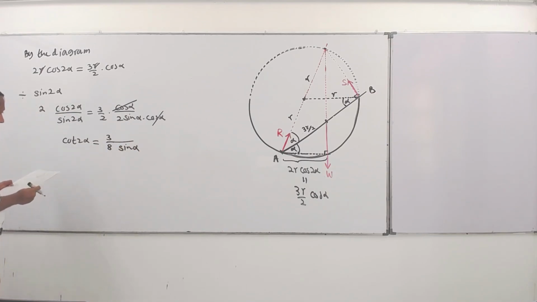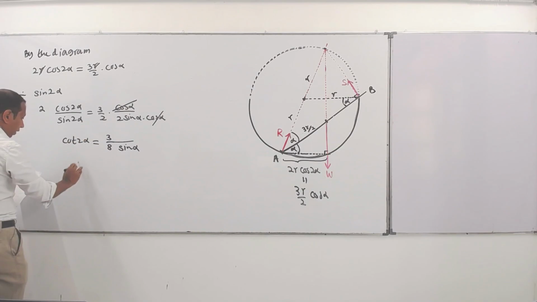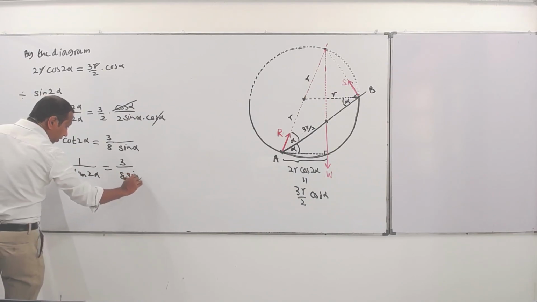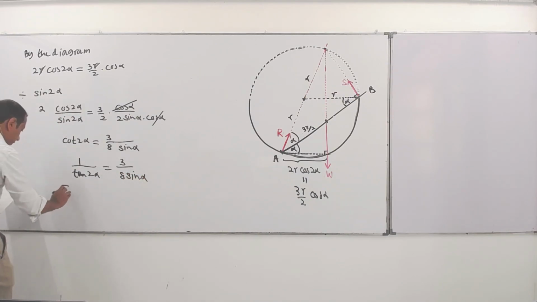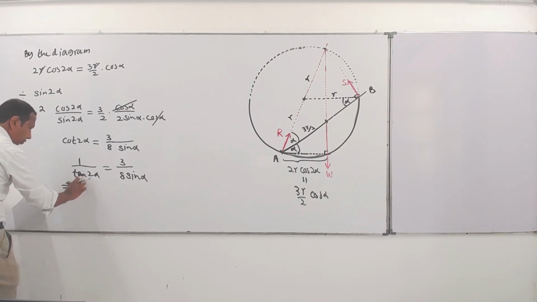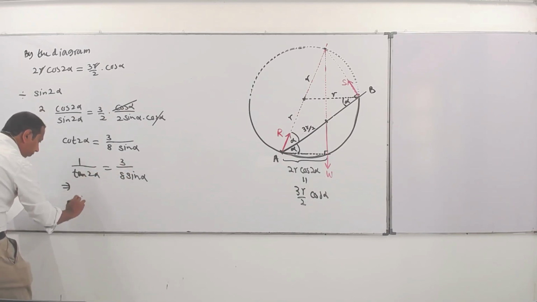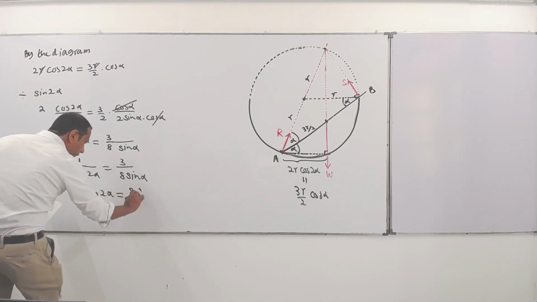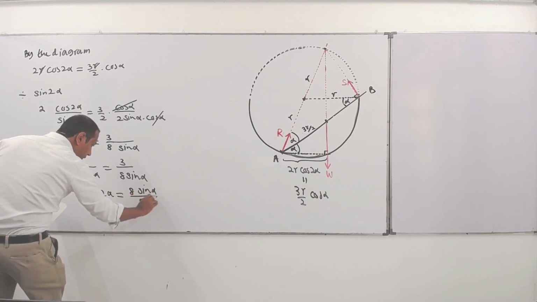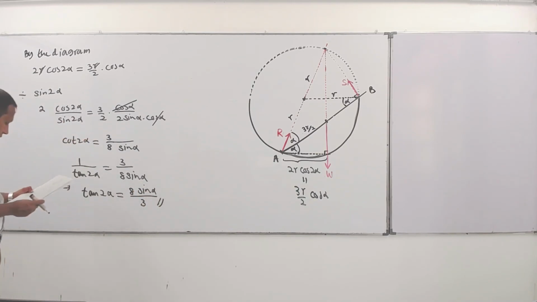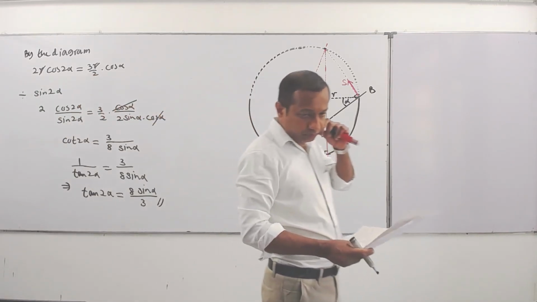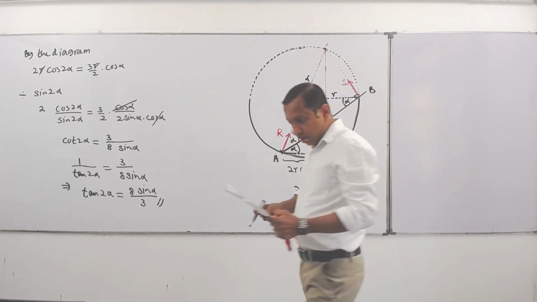This cot 2 alpha I can write as 1 over tan 2 alpha. 3 over 8 sin alpha. Then you can make tan 2 alpha the subject. Bring this here and this here. Tan 2 alpha is equal to 8 sin alpha over 3. This is how we get that answer. Correct, no? Right.